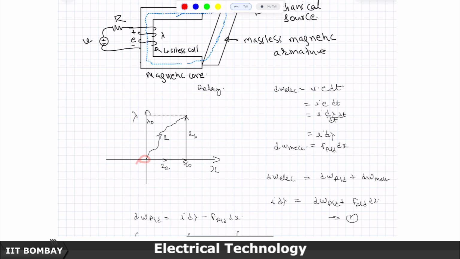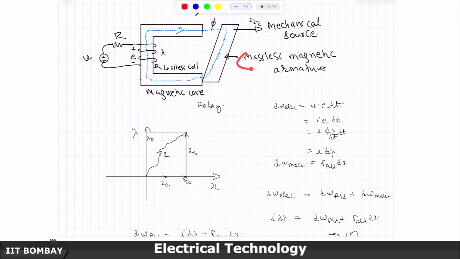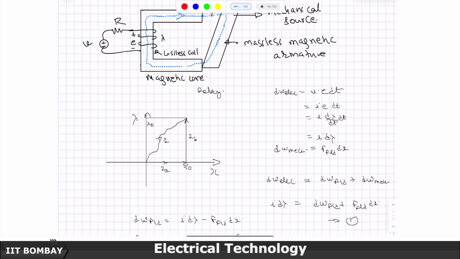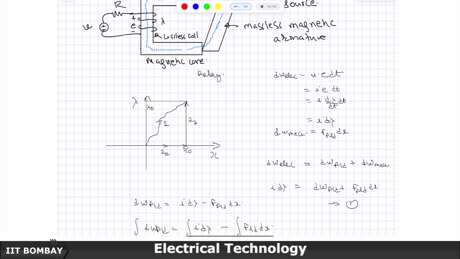Now, because I am taking this as a lossless system, and even this is taken as a massless magnetic armature, whichever way, this is a conservative field, as we say it, because there is absolutely no loss of any kind happening here. So, the energy going into the magnetic field energy stored here is going to be independent of the path I take.